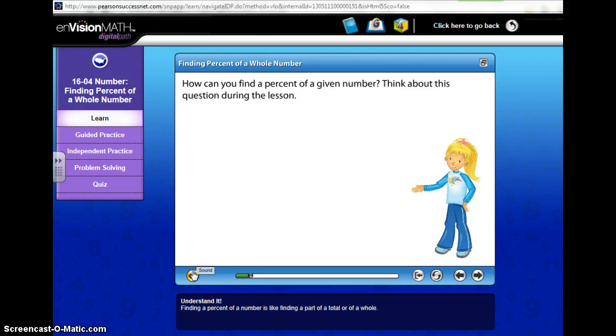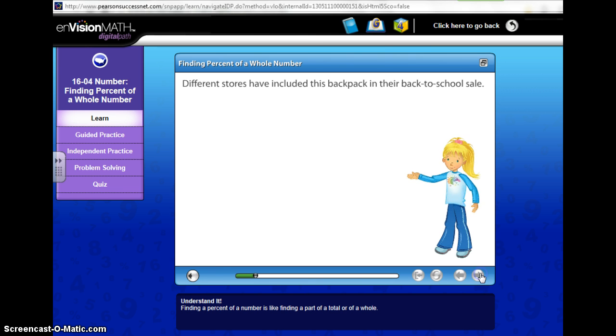So when you see a sign that says that the item that you want is 40% off, that means you aren't going to have to pay full price for it. And that's always a good thing. That's like a happy day in my world when I see signs like that, okay? So how can you find a percent of a given number?